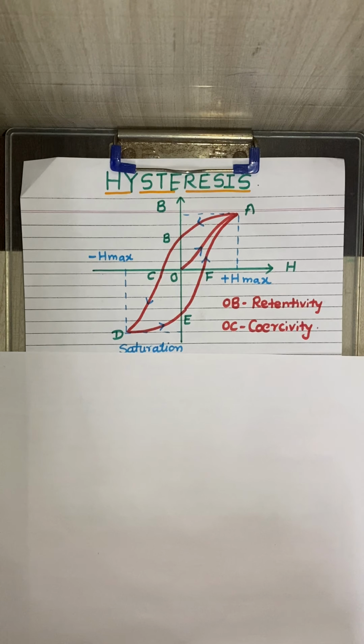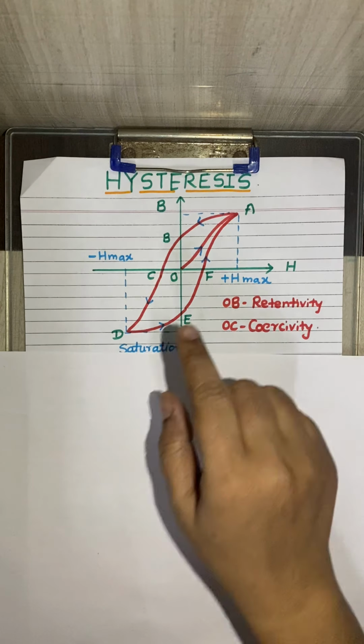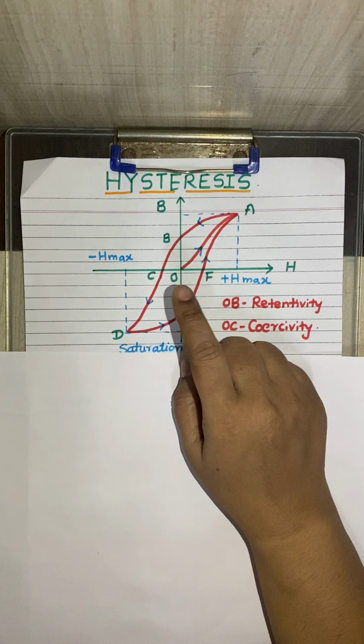Good morning, children. Today we are going to discuss the phenomenon of hysteresis in magnetic materials. What is the significance of the area of the hysteresis loop? We also have to write down the practical importance of hysteresis. Now, what is hysteresis? First of all, let us understand what is meant by the process.